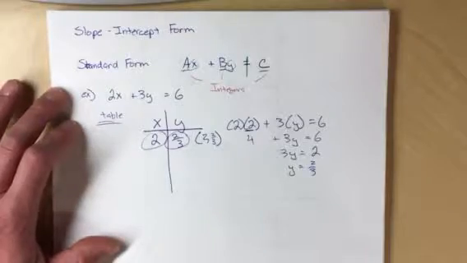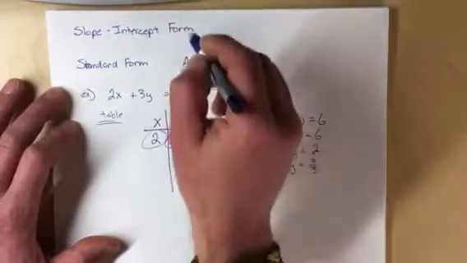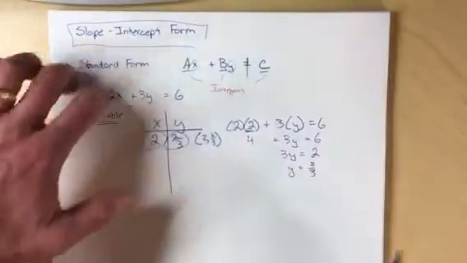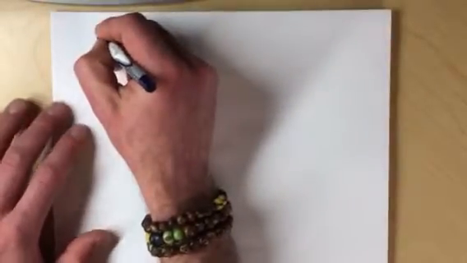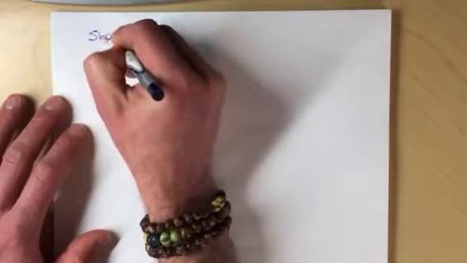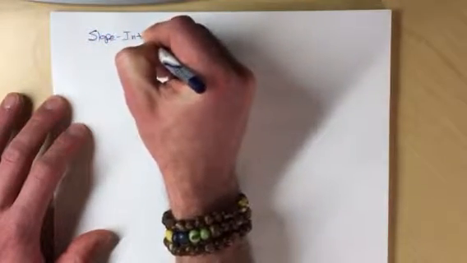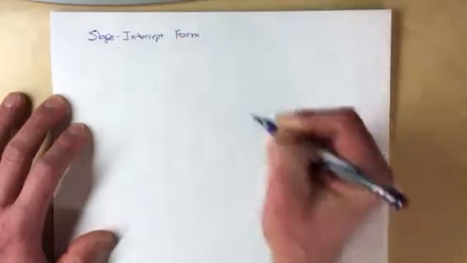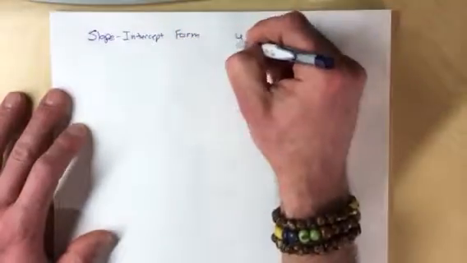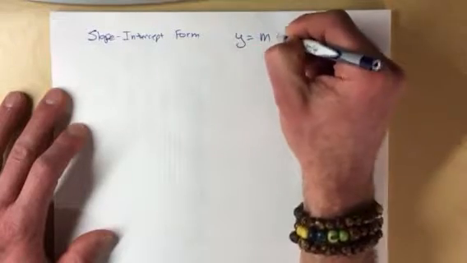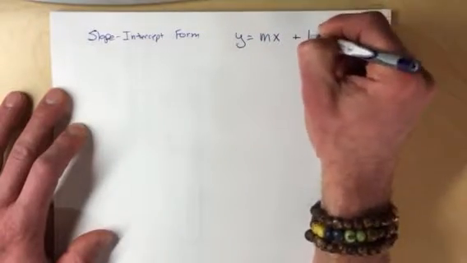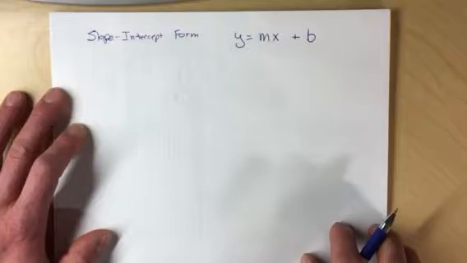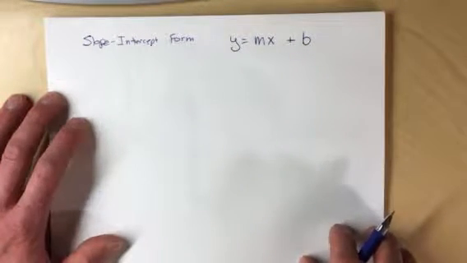What we're going to do here is introduce a new method, again, called Slope-Intercept Form. Slope-Intercept Form looks like this. y is equal to mx plus b. y is equal to mx plus b.